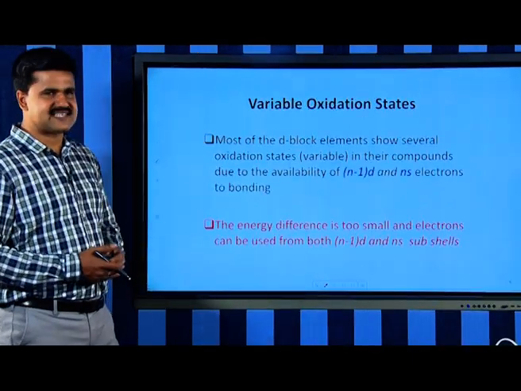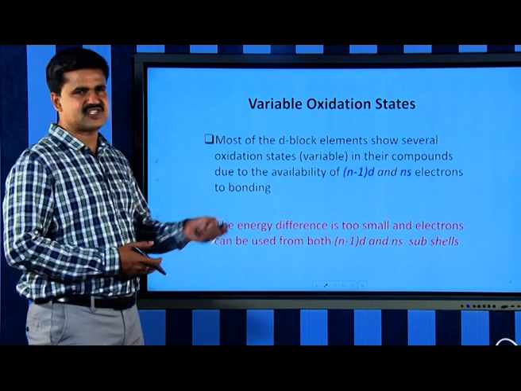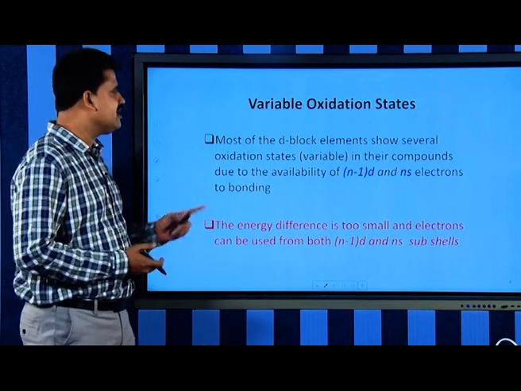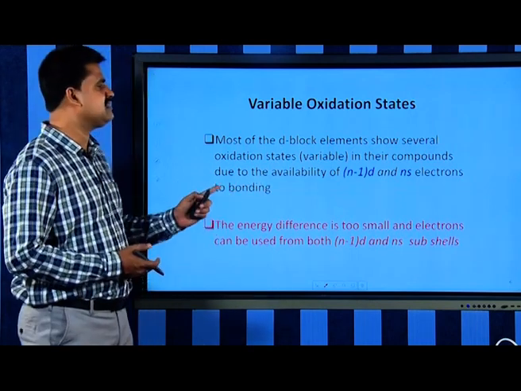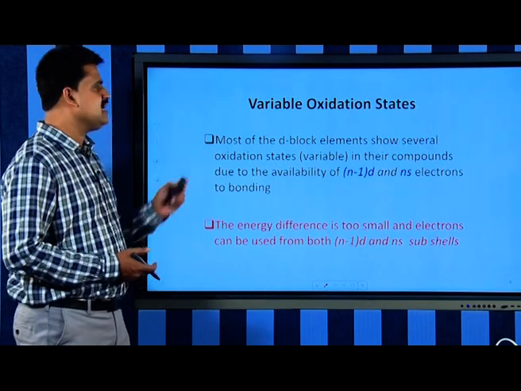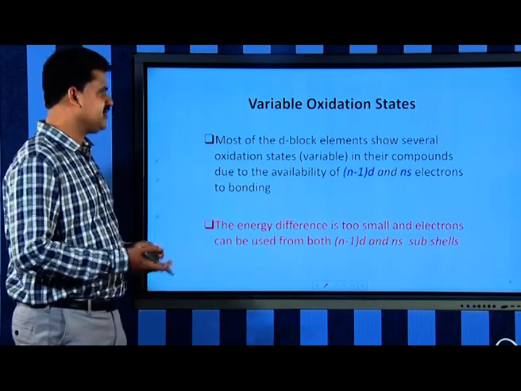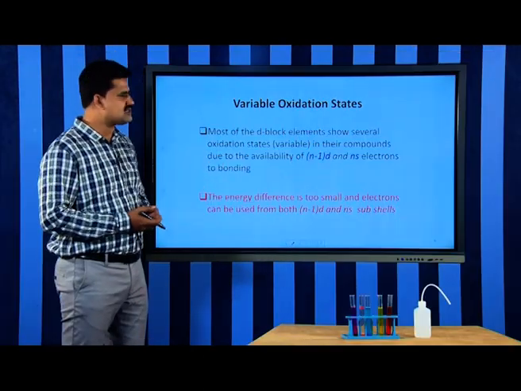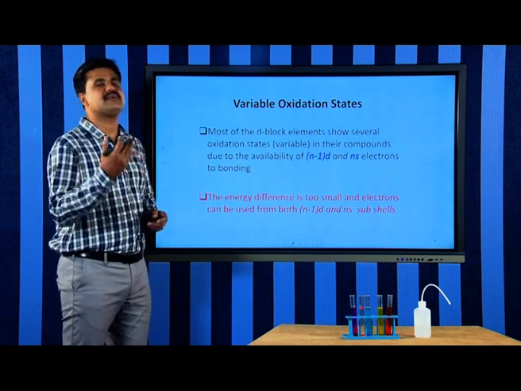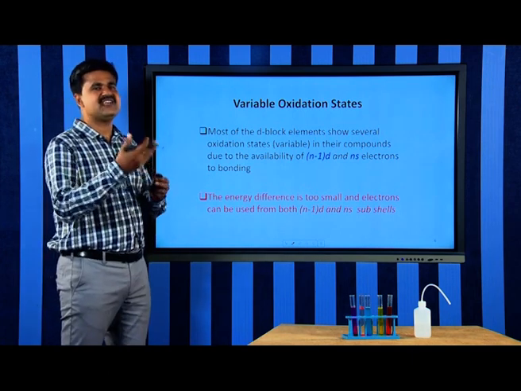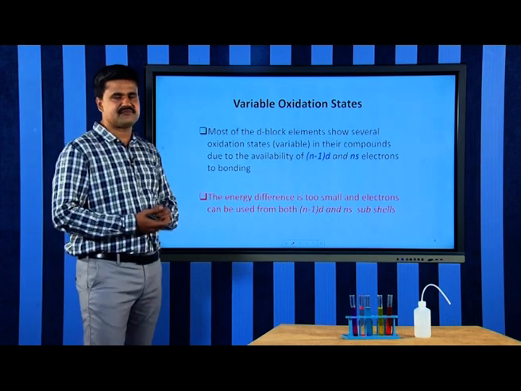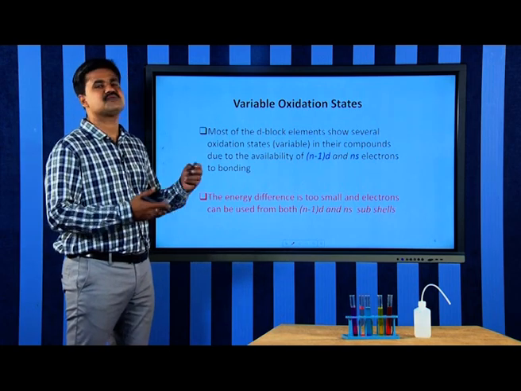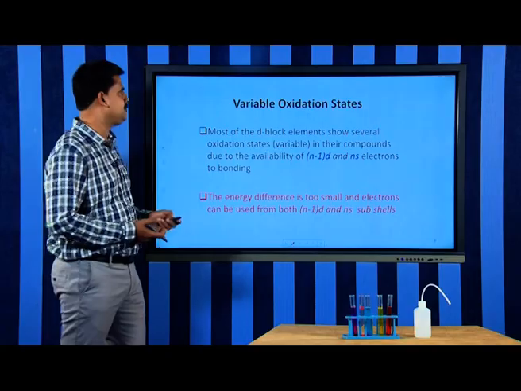The variable oxidation state shown by transition metals is attributed to the availability of electrons from the n-1 shell and nth shell. That is, in the case of a D block element, it is possible for n-1 d electrons as well as ns electrons to participate in chemical bonding. This leads to variable oxidation state. The energy difference between the ultimate and penultimate shell is too small in this case, which makes variable oxidation state possible.